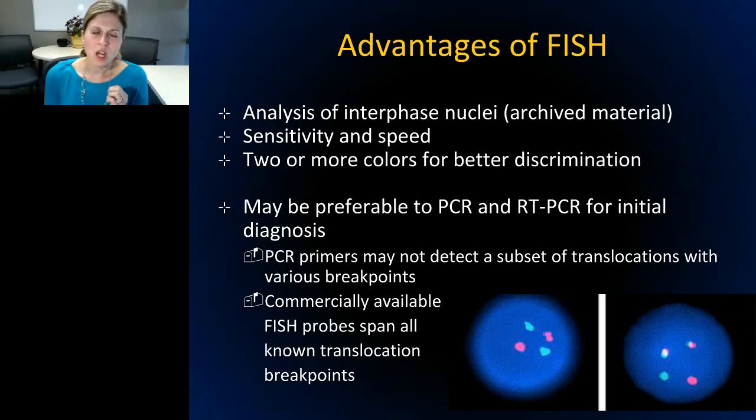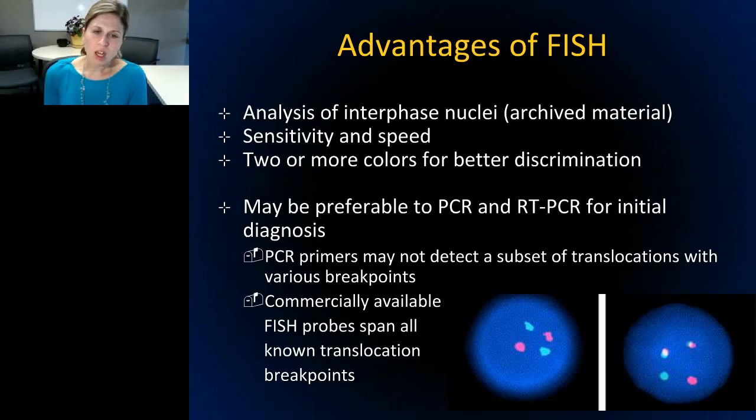Why FISH is useful? Certainly it's because in karyotyping, you have to have metaphase chromosomes. And with FISH, you can use interphase chromosomes. You don't have to have cells that are able to divide. So you can do this on archived material. That's a very nice benefit. It's much faster, and it's much more sensitive than we can see with using karyotyping. And using two colors, we can get much better discrimination.